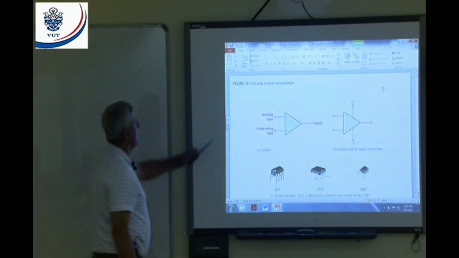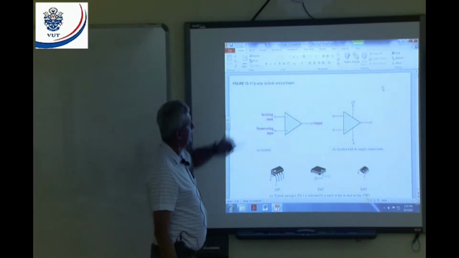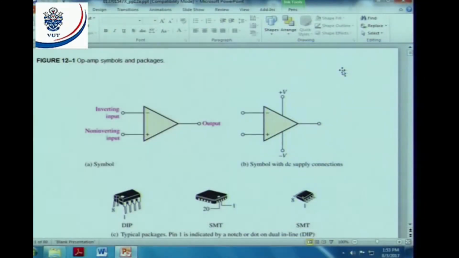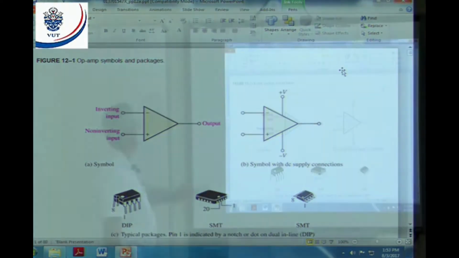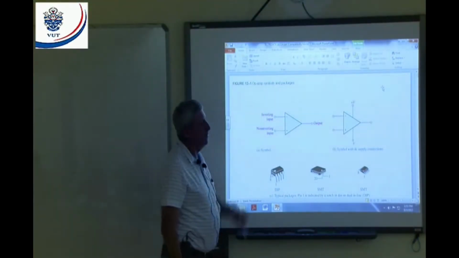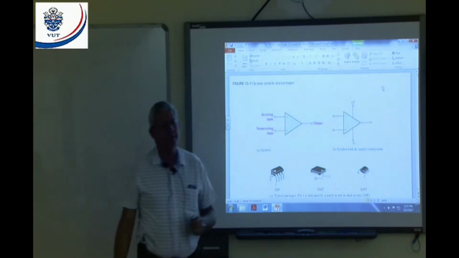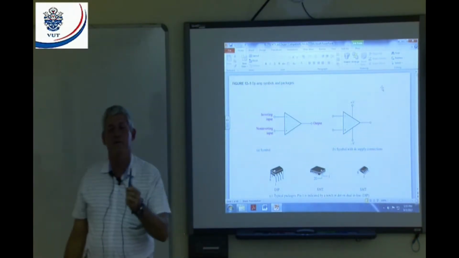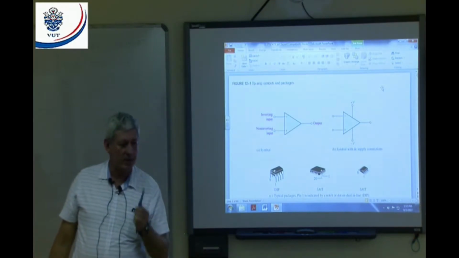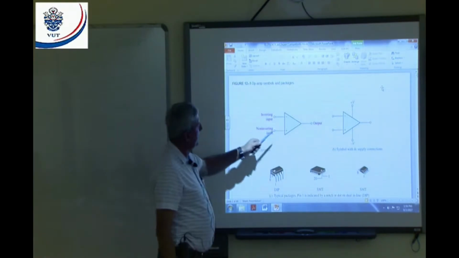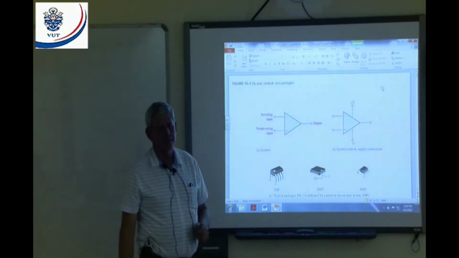If I make this negative with respect to my non-inverting input, where will the output go? It will go positive. It will always give you a 180 degrees phase shift. Positive will go negative, negative will go positive. That is my inverting input. My non-inverting input: if I make my non-inverting input positive with respect to my inverting input, the output will go positive. There won't be any phase shift. If I make it negative, the output will go negative, all right?